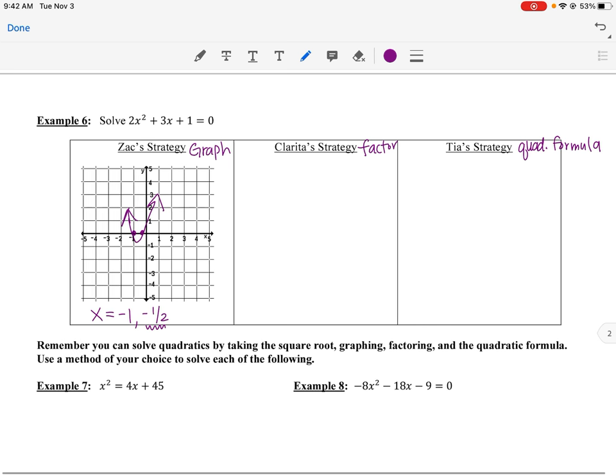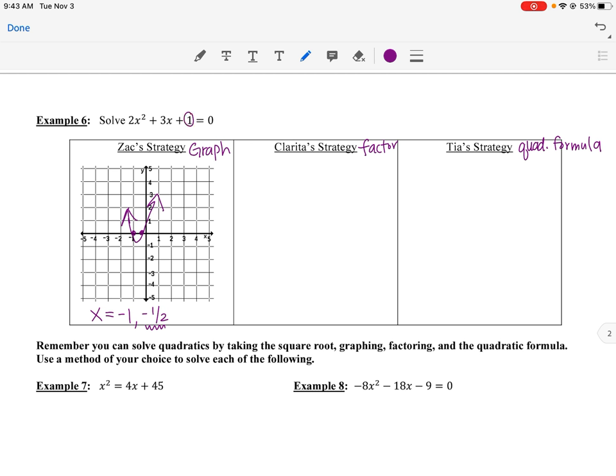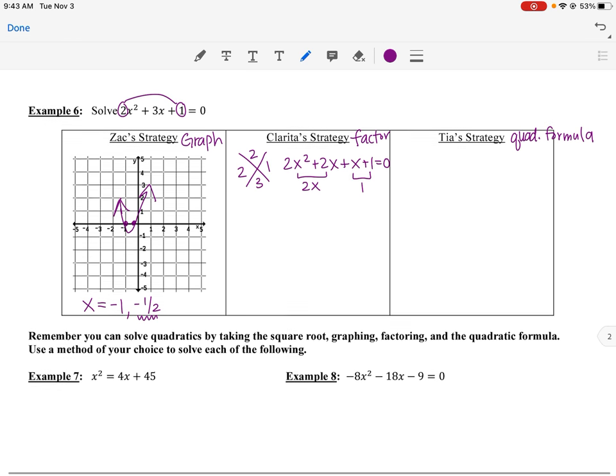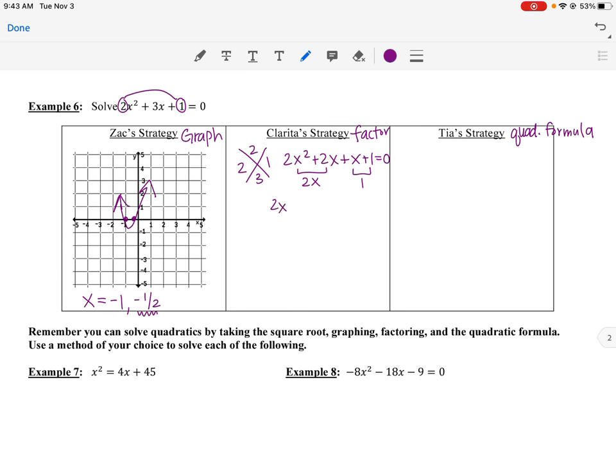So let's go ahead and factor. We're going to take 1 times 2, and we get 2. So we're looking for what multiplies to 2 and adds to 3, which is 2 and 1. So we get 2x squared plus 2x plus x plus 1 equals 0. And we're going to factor by the GCF. So this has a GCF of 2x, this has a GCF of 1. As we divide both those terms by 2x, we're left with a 2x out front, and then an x plus 1. As we divide both those by 1, we're left with x plus 1 as well, equals 0.